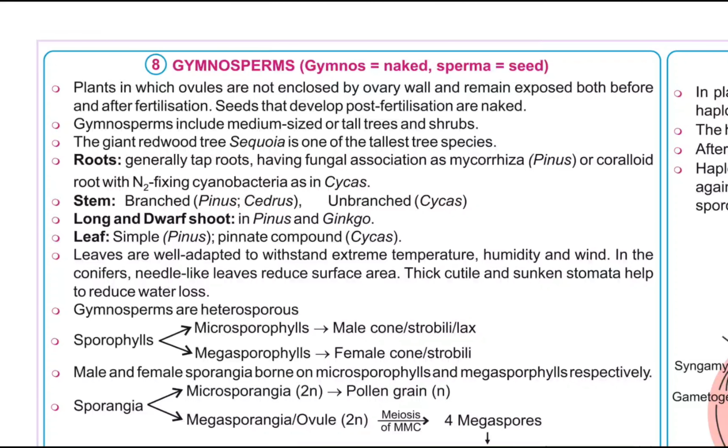Leaves are well adapted to withstand extreme temperature, humidity and wind. In the conifers, needle-like leaves reduce the surface area. Thick cuticle and sunken stomata help to reduce water loss. Gymnosperms are heterosporous. Sporophylls: microsporophylls form the male cone or strobilus, and megasporophylls form the female cone or strobilus. Male and female sporangia are borne on microsporophylls and megasporophylls respectively.